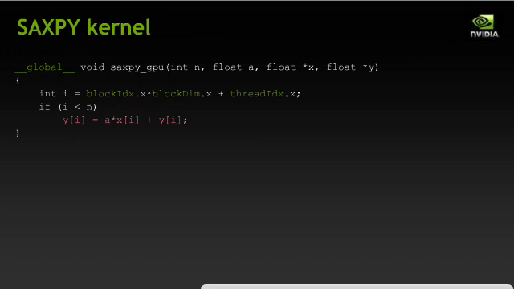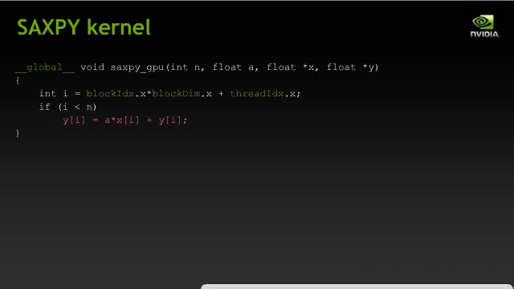The first thing you'll probably notice is this __global__. And so in a CUDA-enabled language like C, this tells the compiler that this function will be running on the device, on the GPU, and we can call it from the host. So that's all we needed to say. This is now a GPU function.